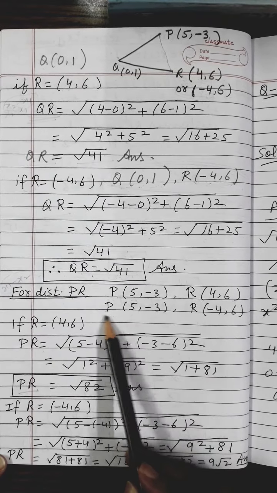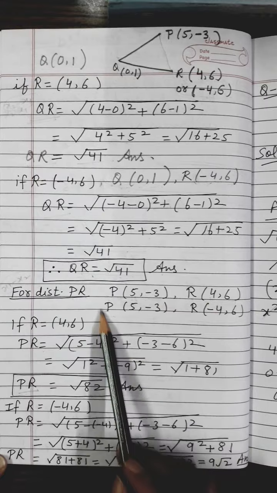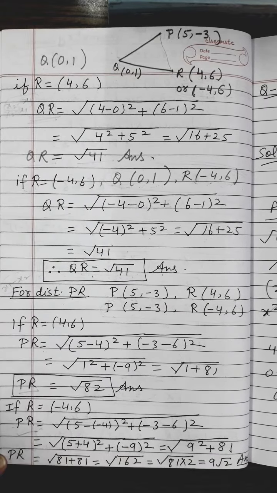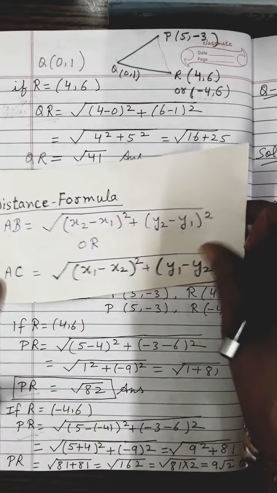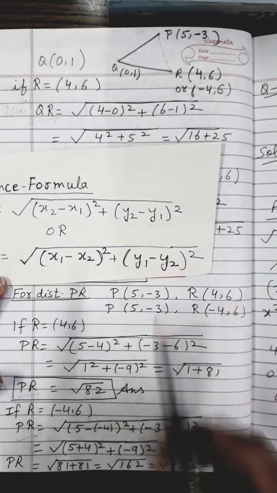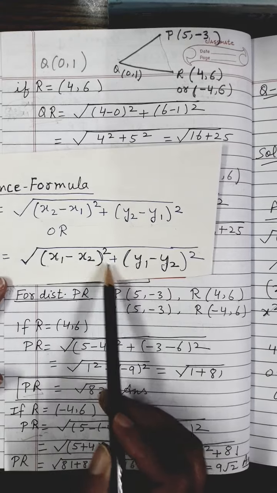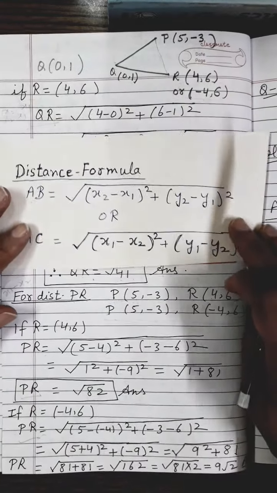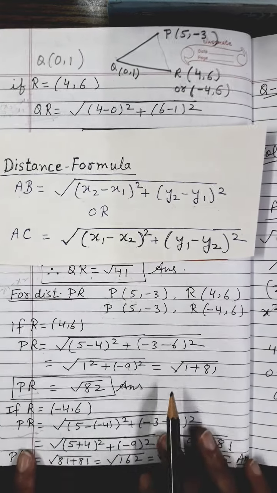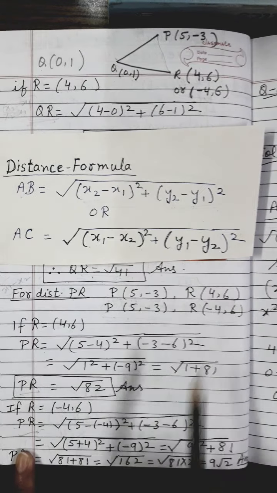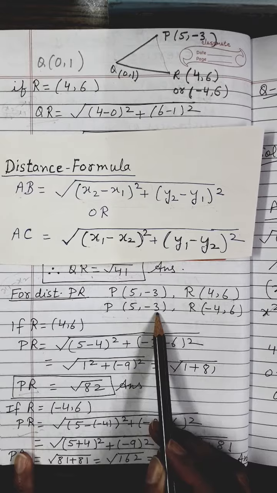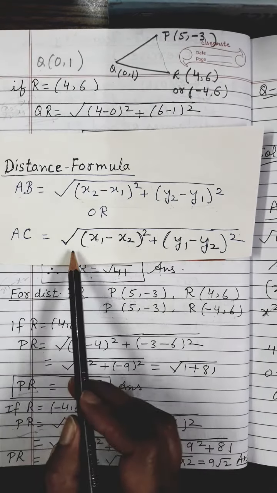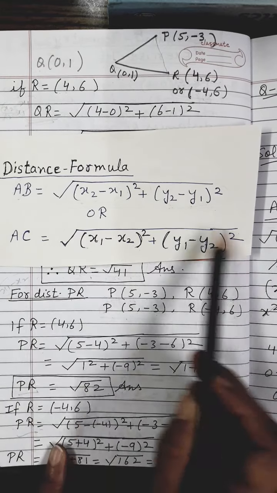Now I will calculate the PR distance by considering these other two coordinates. Next, the formula will be the same. This formula I am using for distance PR, square root of x1 minus x2 whole square plus y1 minus y2 whole square. So let us keep it here. You will be able to see the figure also. So let us come to these two points, this and this. This is your x1 comma y1 and this is your x2 comma y2. So substitute the values in this formula.